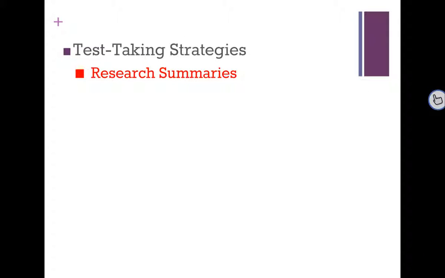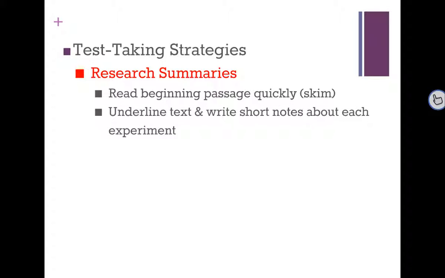Now, the next type of passage is a research summary. So in a research summary, this time you don't skip the intro passage, but you just quickly read it. So you read that beginning passage very quickly. Skim it so that you get the gist of what's going on. Then you're going to use this time to really mark up your text. You're going to underline the text, and you're going to write short notes about each experiment over in the margins.